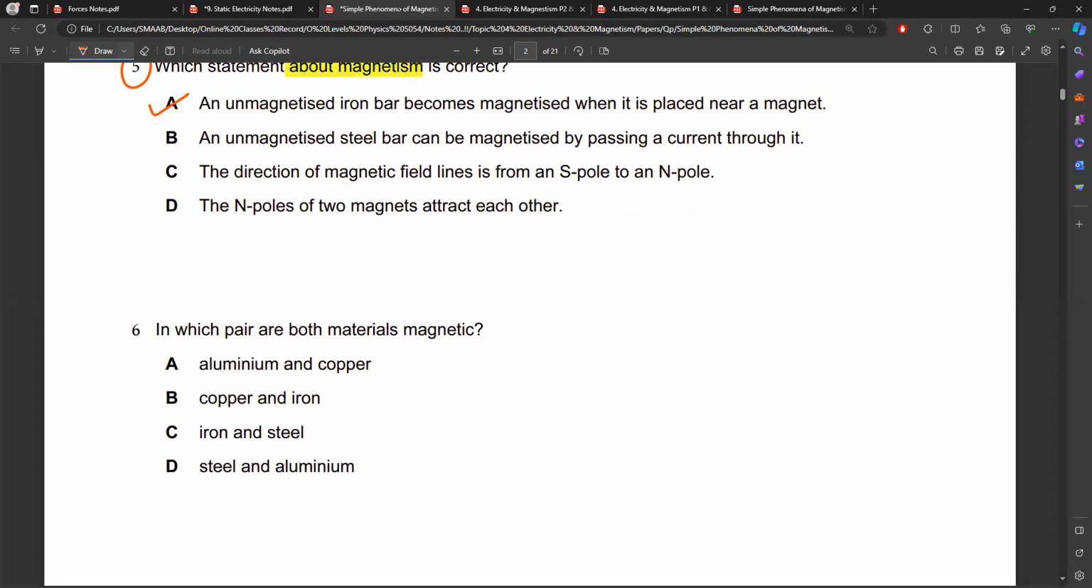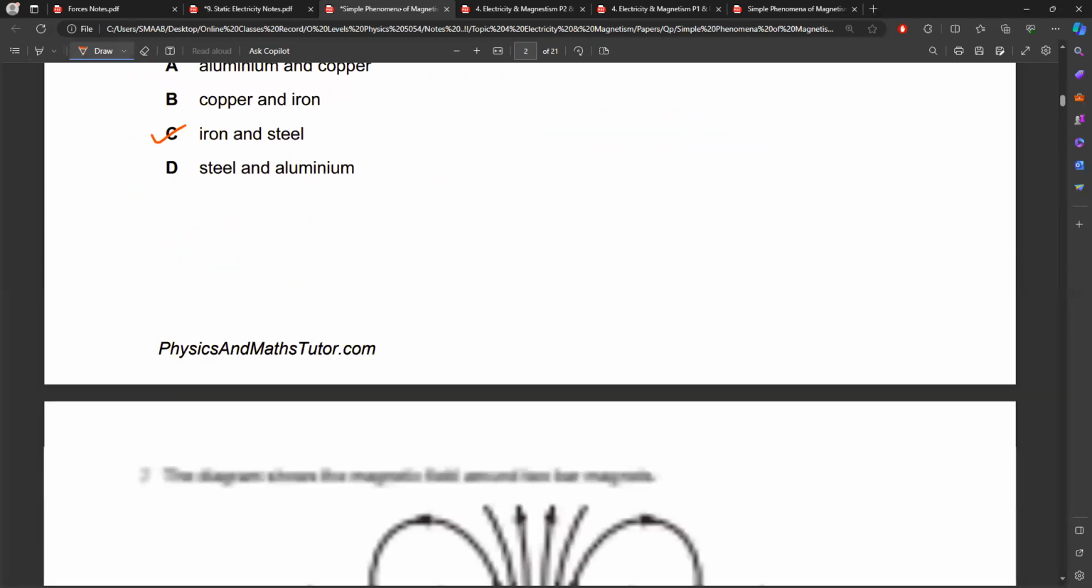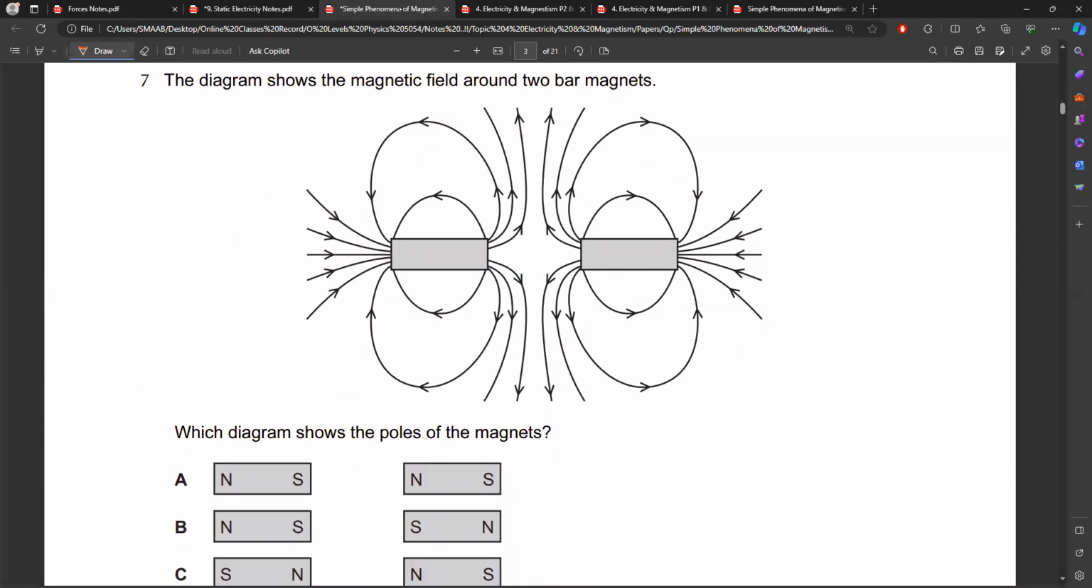Question 6 is also easy. Which pair has both materials magnetic? C, iron and steel. Yes, option C, because in this chapter you will find many easy questions.